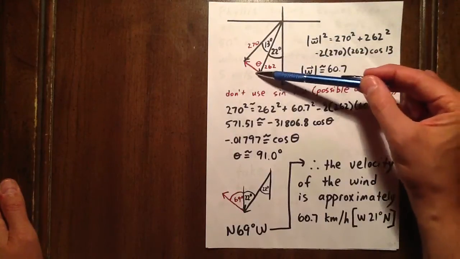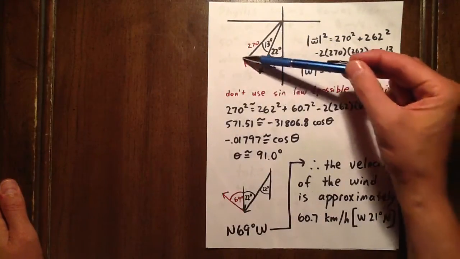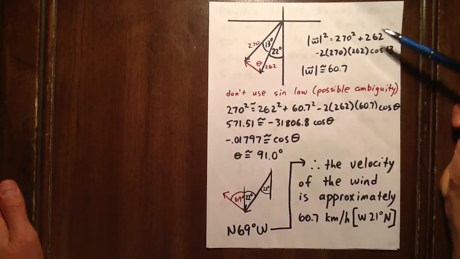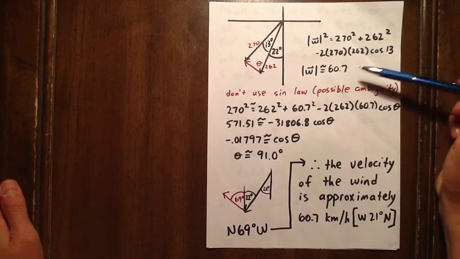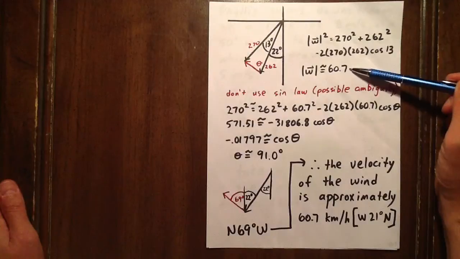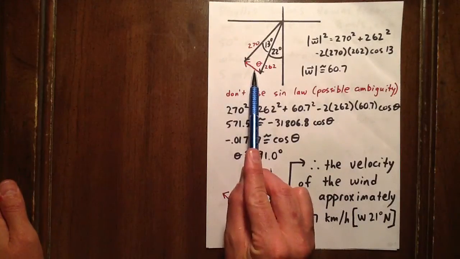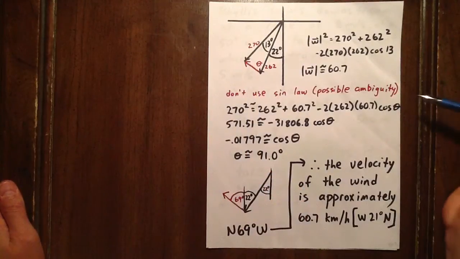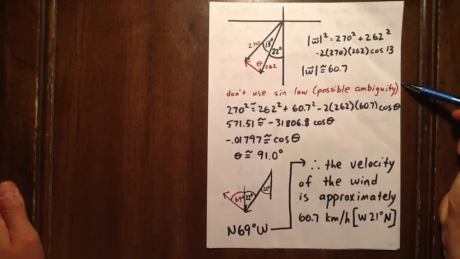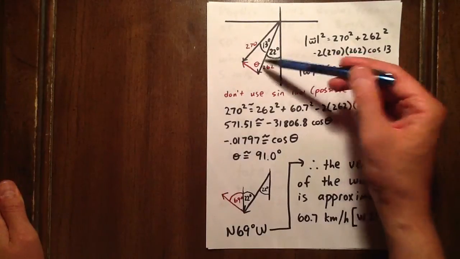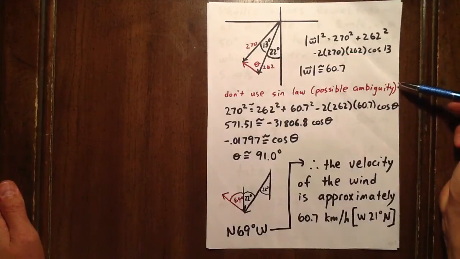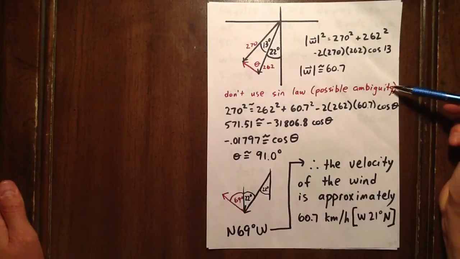To determine the magnitude of this side right here is not too difficult. We simply use the cosine law and we get 60.7. So we know that the speed of the wind is 60.7 kilometers per hour. However, we now want to determine what this angle is in order to get the direction. But we're not going to use the sine law because that could potentially lead to an ambiguity.